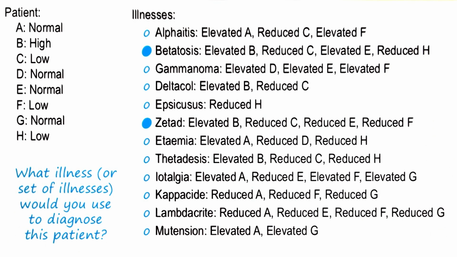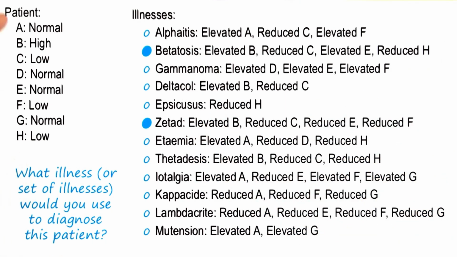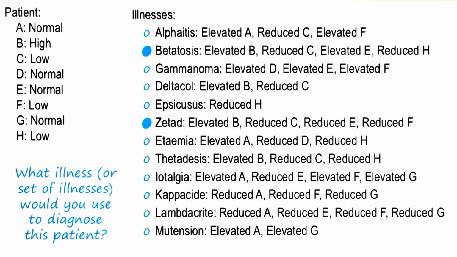My explanation, though, heavily weights the principle of coverage. I sacrifice parsimony by having two different explanations. For the sake of coverage, I now cover all the symptoms. I could have also chosen thetadesis. Thetadesis would have explained B, C, and H. It wouldn't explain F, but it would be a simpler explanation than the combination of beta-ptosis and zeta-ad. In that case, I would be sacrificing coverage for parsimony.